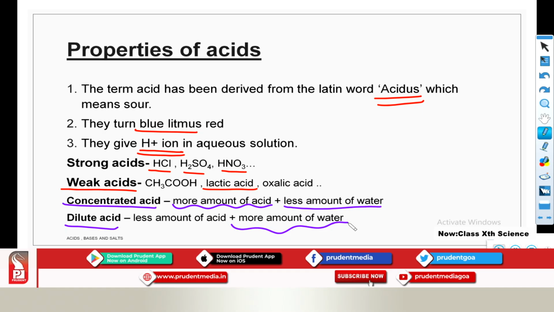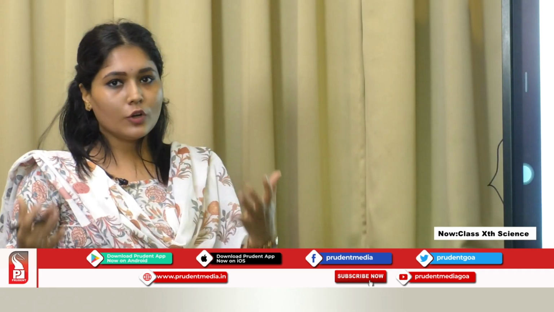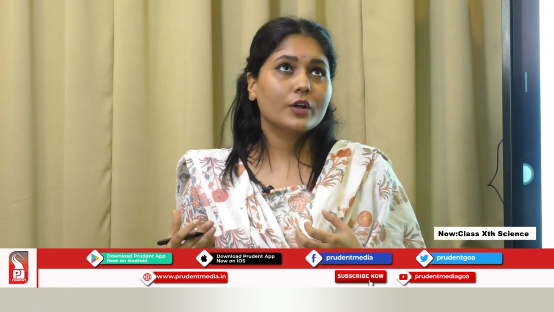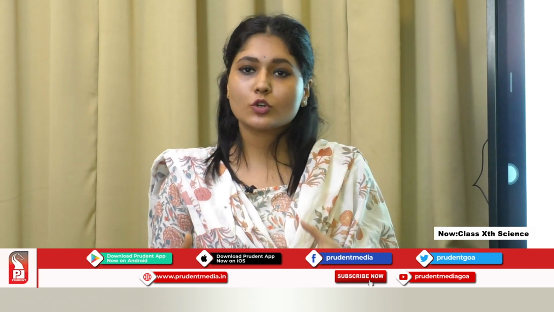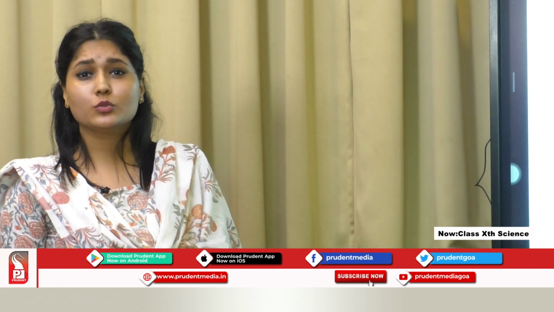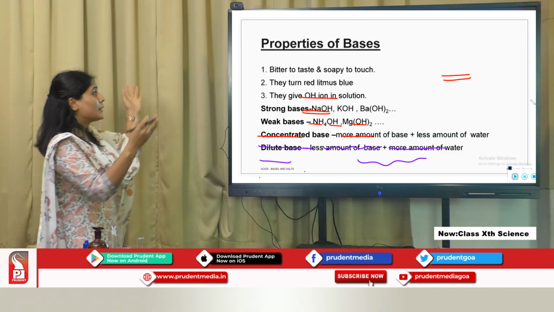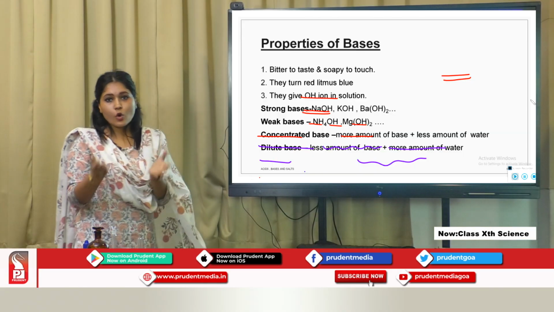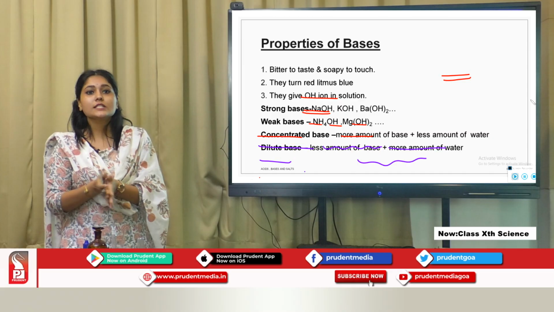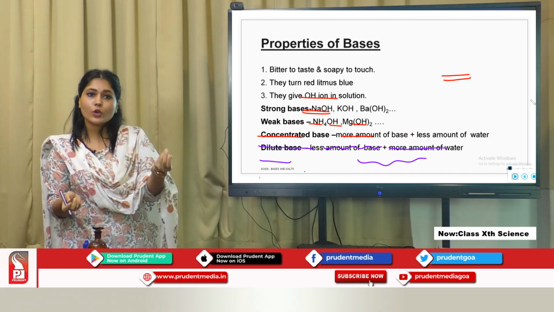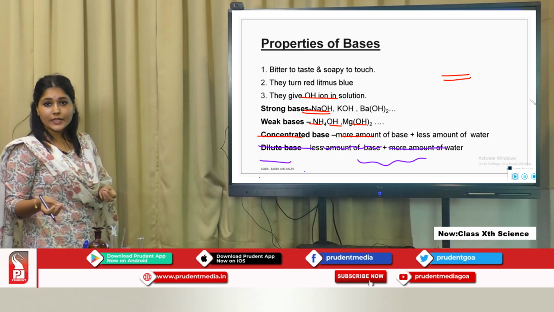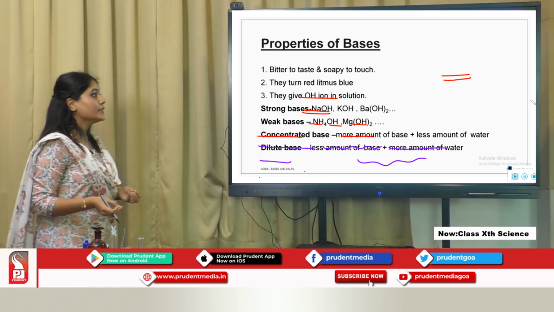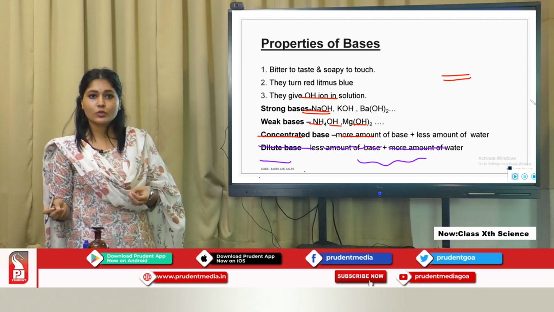Okay. So, these were the properties of acids. Now, let us look at the properties of bases. All of you have tasted bitter gourd or neem. When you taste these food items, I am sure you don't like them, and you want to finish them quickly because they are bitter to taste. The soap that you use at home is slippery. If you hold it with wet hands, it will slip off. So, bases are bitter to taste, soapy to touch, and they turn red litmus blue.